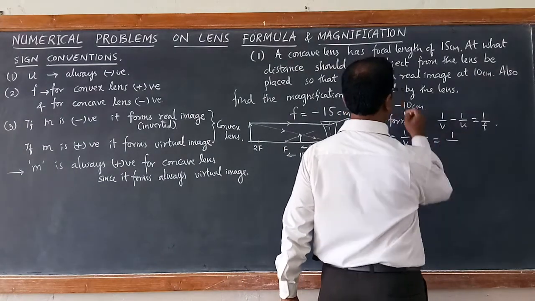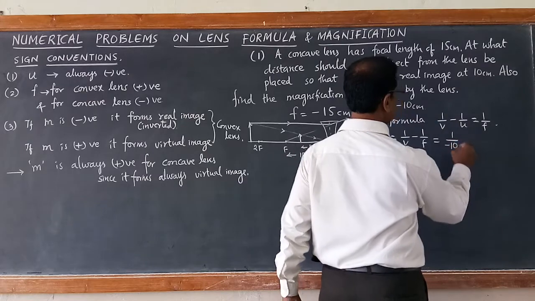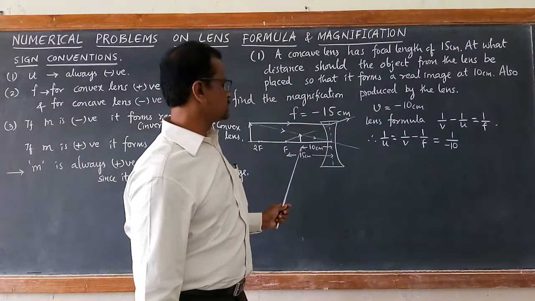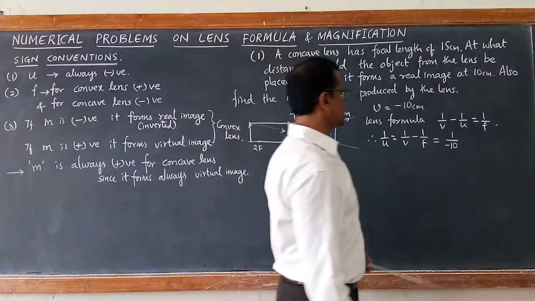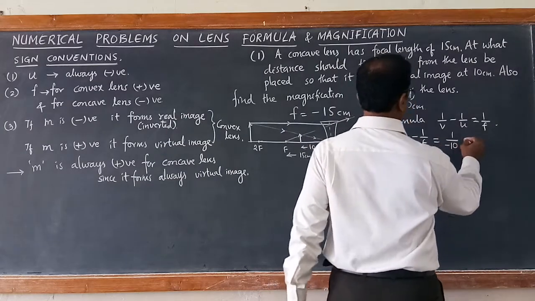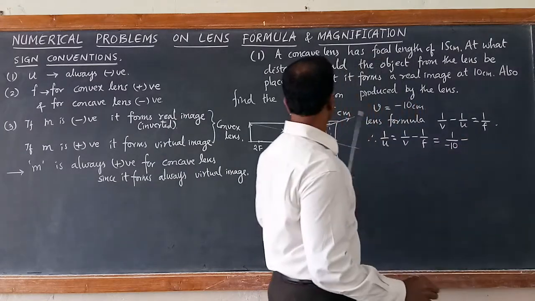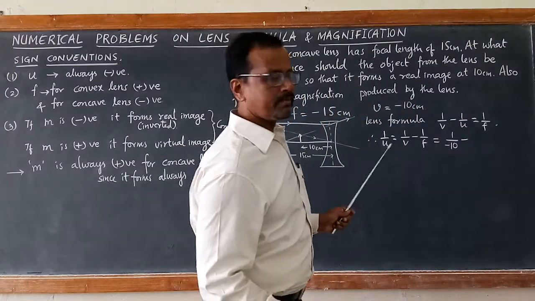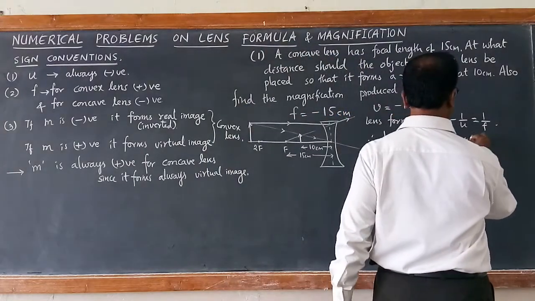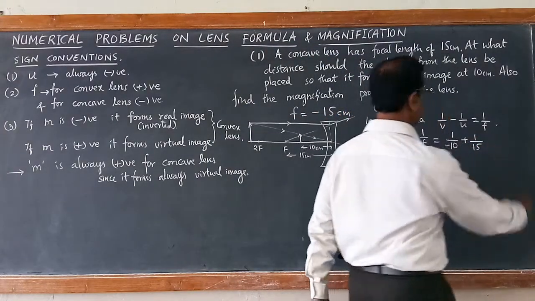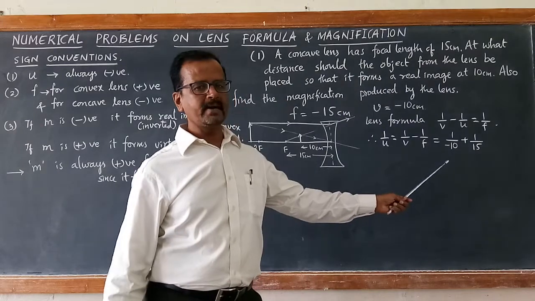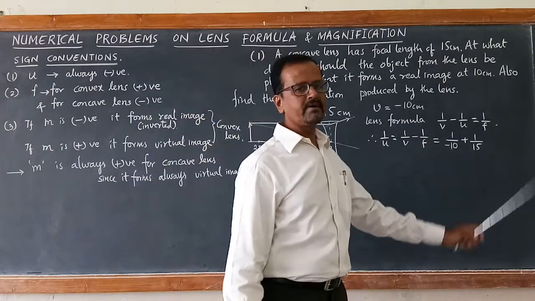1 by V is minus 10, because the image distance is going to be on the same side. Minus focal length is also minus. So minus of minus becomes plus 1 by 50. So it is minus 1 by 10 plus 1 by 50.